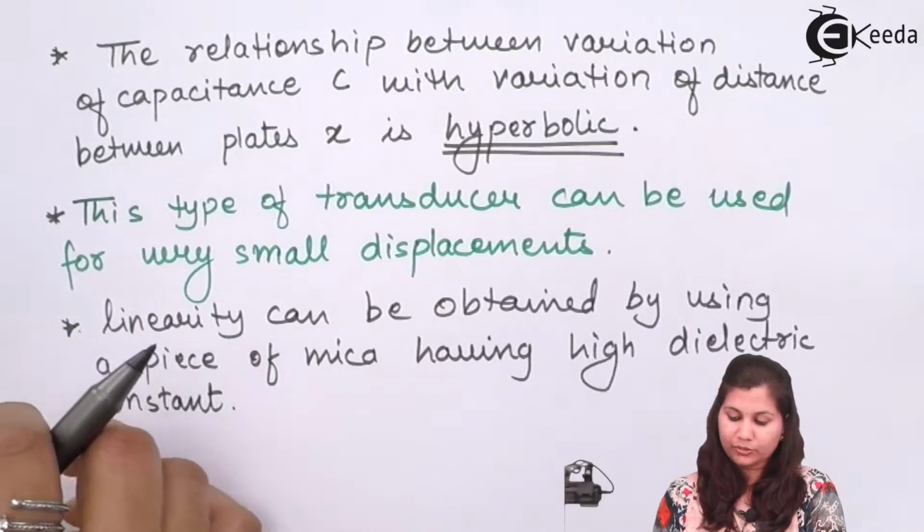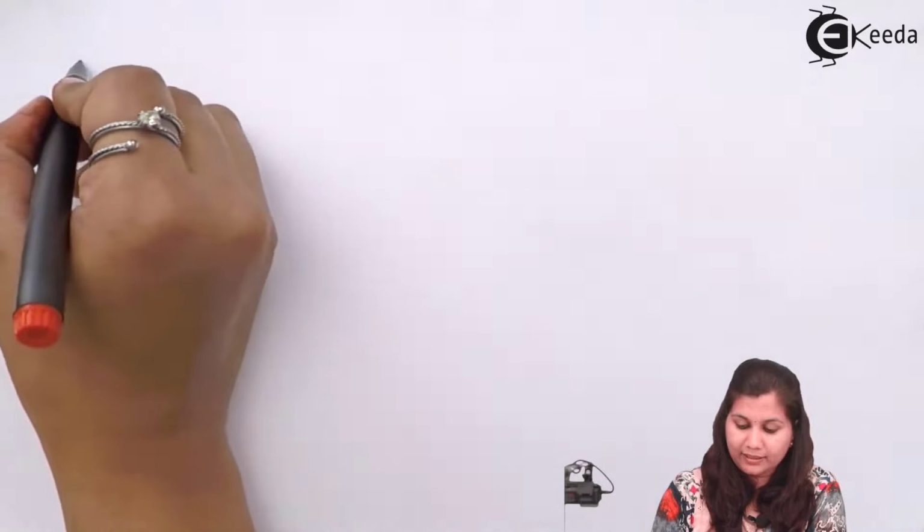So these are the transducers. This type of transducer is used for the measurement of displacement of very small value. Now let's see another arrangement of the parallel plates which are used for the measurement of displacement.